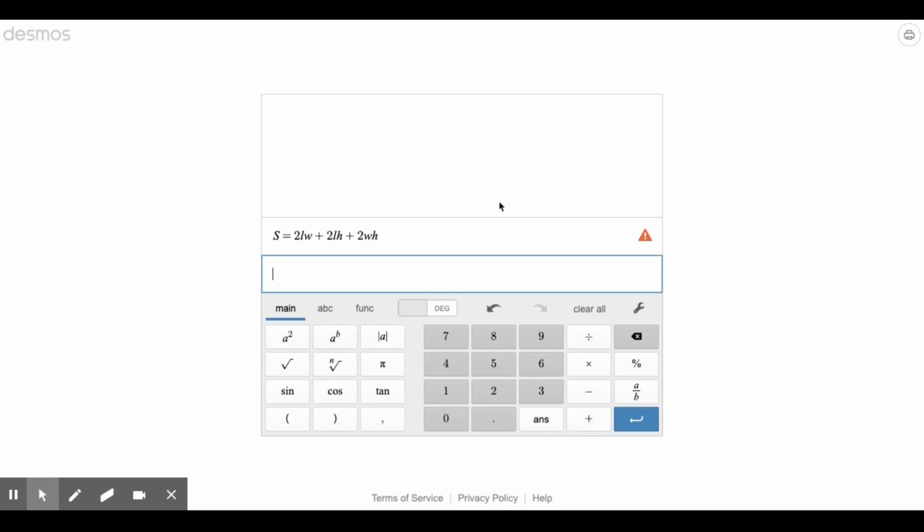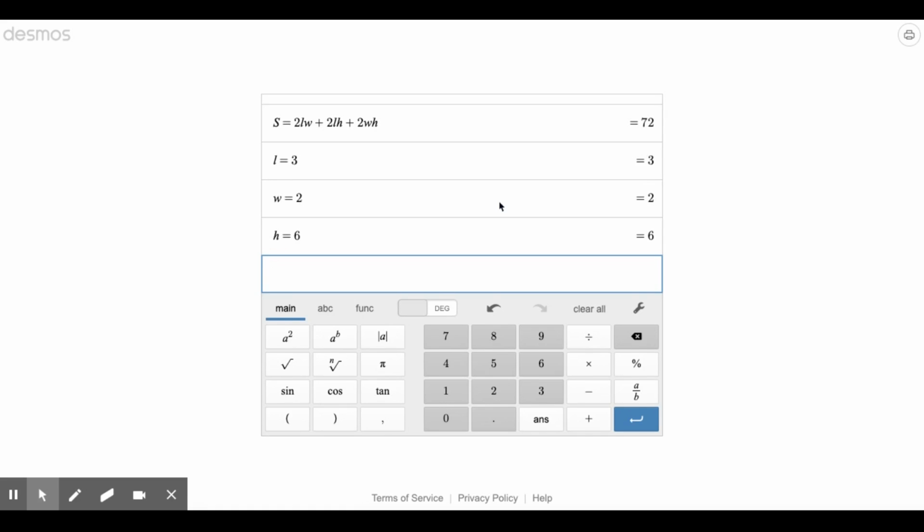Now that you've got the formula all typed out, double check, make sure it's right. Now all we have to do is tell Desmos what each of those letters means. So like we wrote on that right column, our L is equal to 3. Our W is equal to 2. And our H is equal to 6.